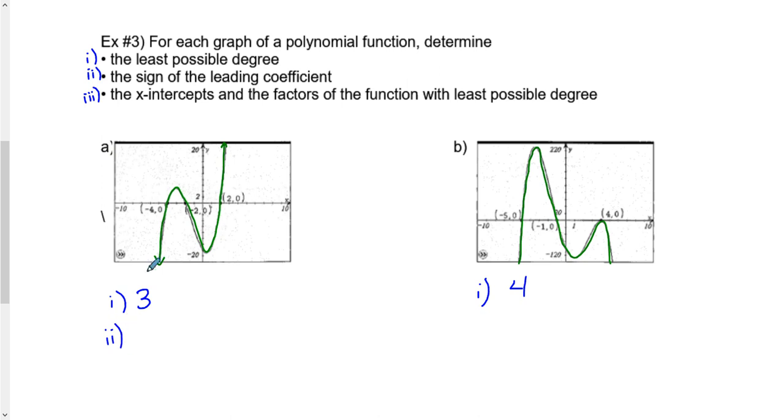The sign of the leading coefficient? Well, the easiest way is finding out where does it end. This graph ends up, which means it's going to have to be positive. This graph, though, ends down. Because it ends down, it would have to be negative.